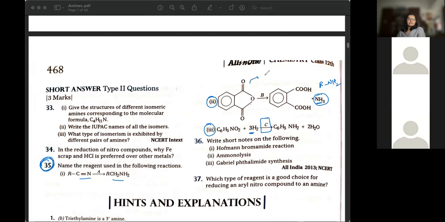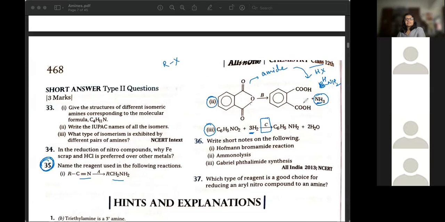So this you need to convert into an amide. For that you need one reagent, and then the amide into your final product needs another reagent. For that, generally for an amine you use RX, right? But here there is no R. It is hydrogen only. So your other reagent will just be HX. So then you get your ammonia.